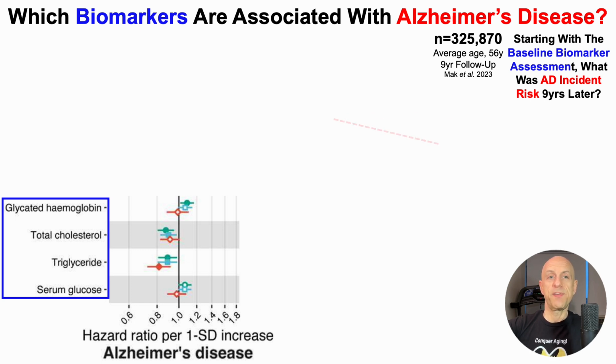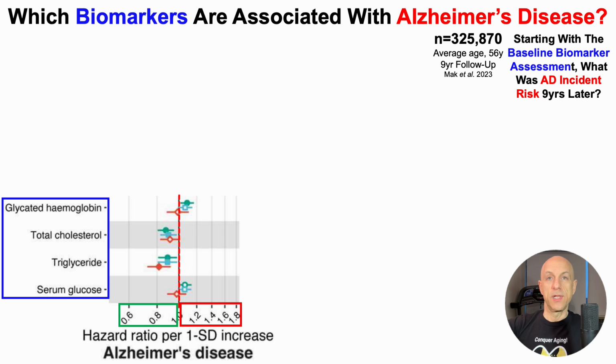In terms of what's significant, we put up a red line at a hazard ratio of 1. And then when the data is completely above 1, when the 95% confidence interval, that's the horizontal line to the left and right of each of the 3 shapes in green, blue, and red, when that's completely above 1, we have a significant association. In other words, higher levels of the biomarker are associated with an increased Alzheimer's disease incident risk.